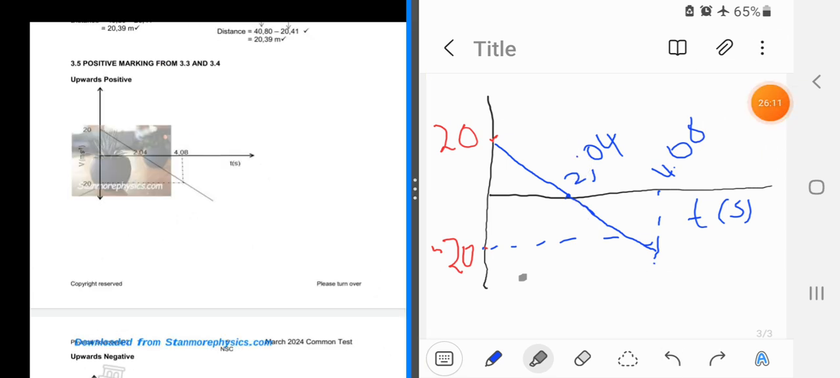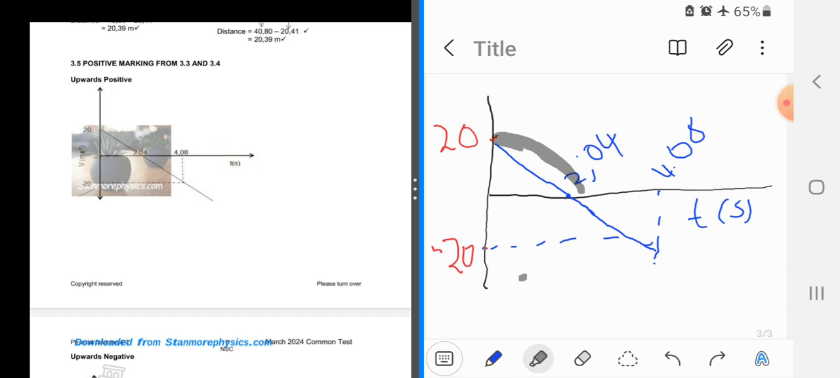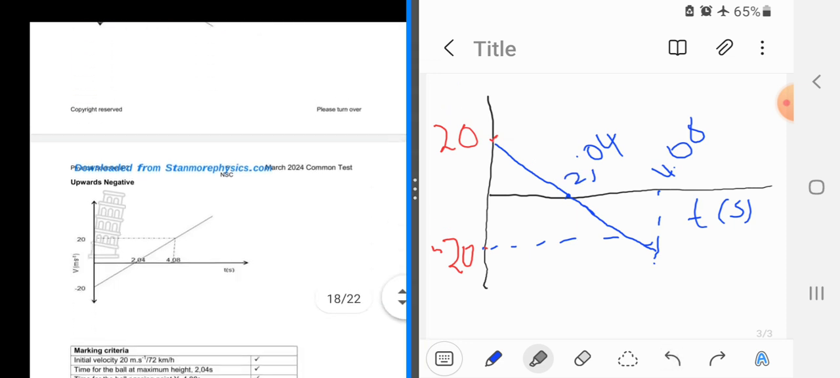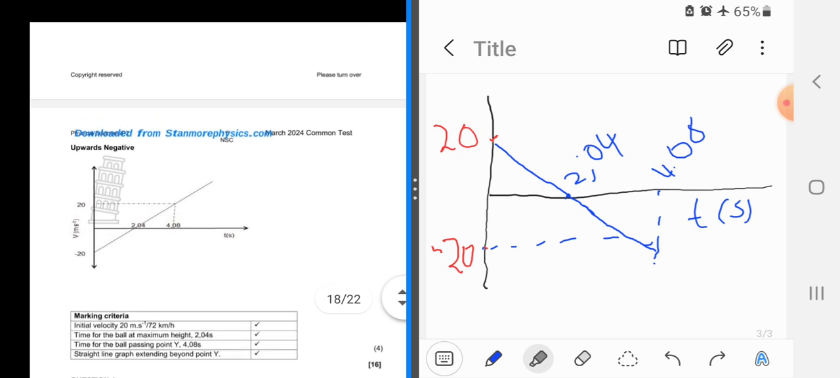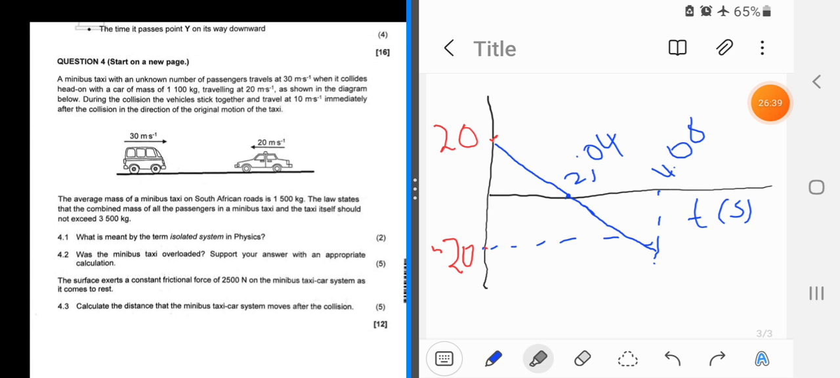So with the memo, I chose upwards as positive. So that is how we are going to do it. When it's going upwards, it's in this direction, and when it's going downwards, it's negative. Okay, so here is when upwards it's negative. So that is how you have to draw it. Okay, let's look at question 4 so that we can complete this video.